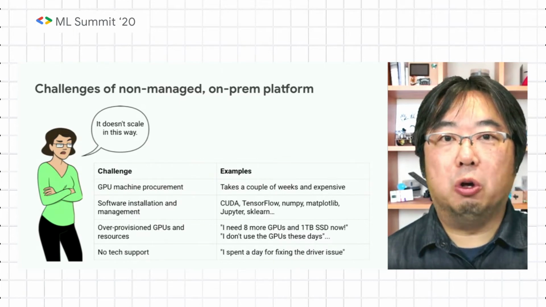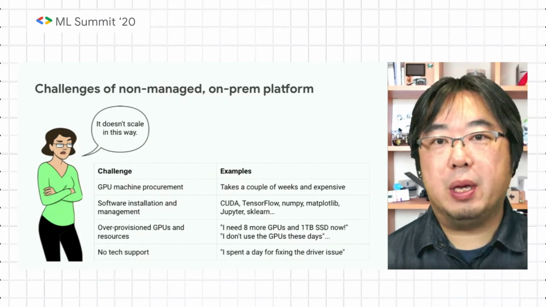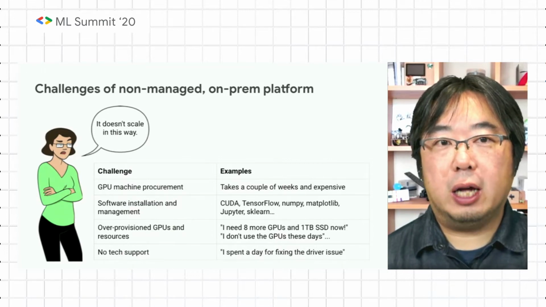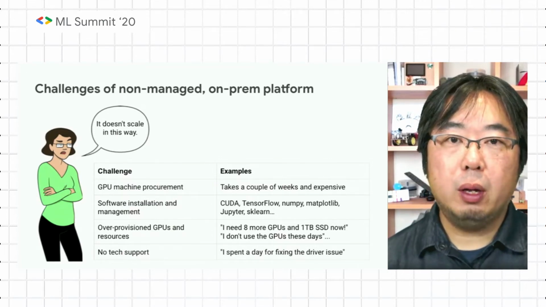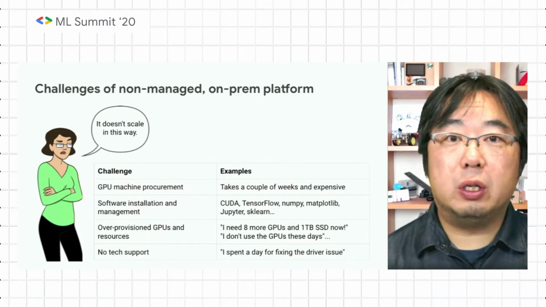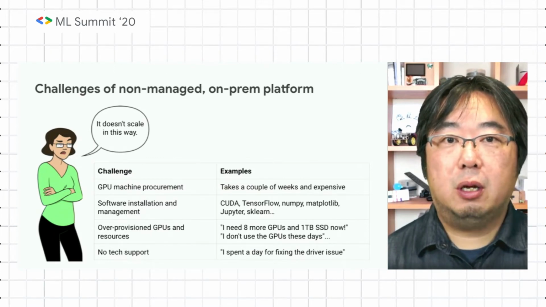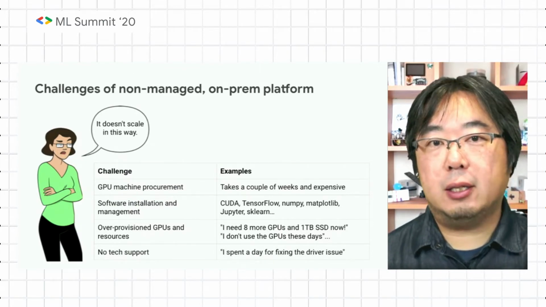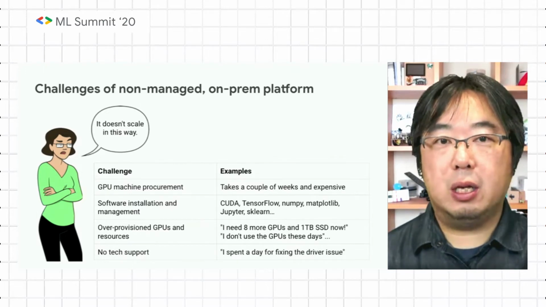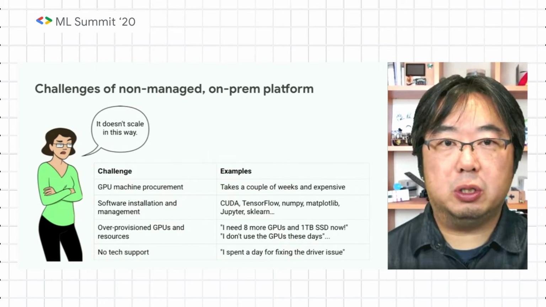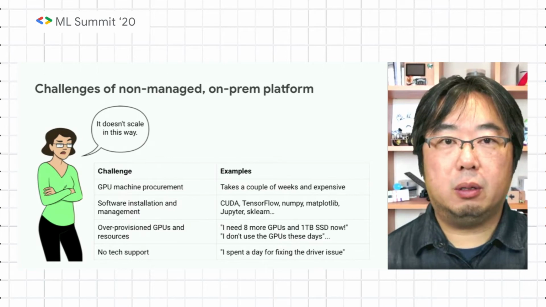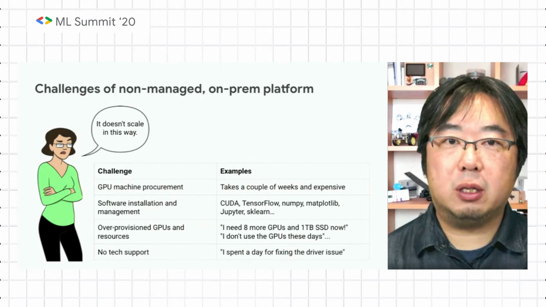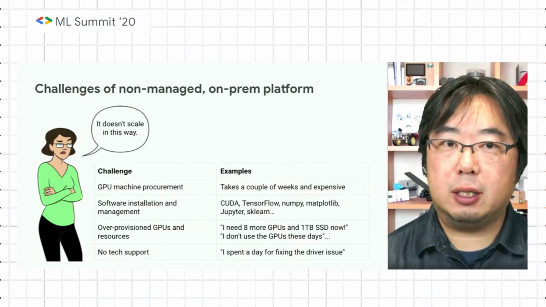But that kind of homebrew development platform cannot scale operationally, because you would have the problem of over-provisioning GPUs. Maybe one data scientist would need much more powerful GPUs right now, but the other data scientists would forget about the GPU servers because they finished launching the product. And they could not get any tech support. In early days, data scientists used to spend half a day or maybe a couple of days just fixing the driver issue, not the data science issues.